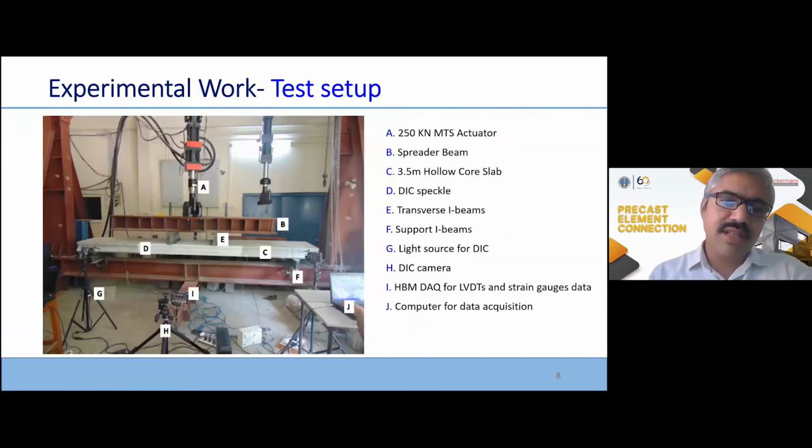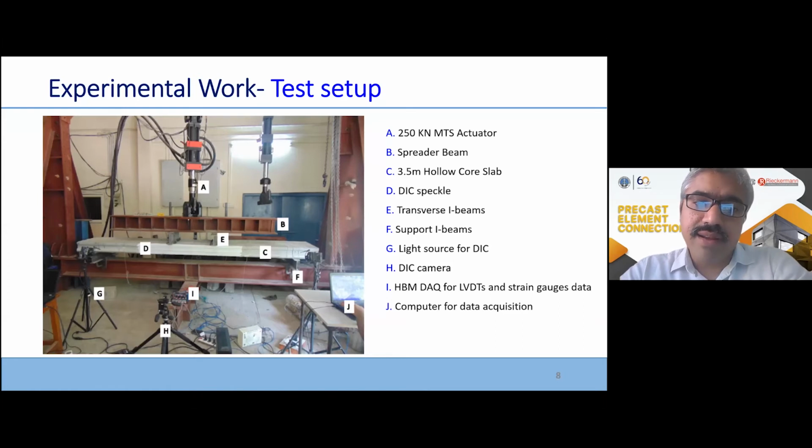And after the slabs got cured for 28 days, the strength which we got was 42 megapascal. We have designed our mix for a 40 megapascal strength. We got 42 MPa. And after that, we took the specimens to the laboratory, and we tested using a 4-point experimental setup. We had digital image correlation, data acquisition system, strain gauges, LVDTs, all the instrumentation in place, and we tested.